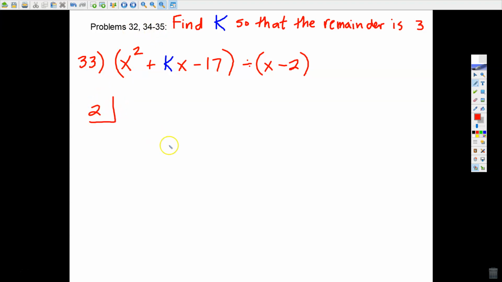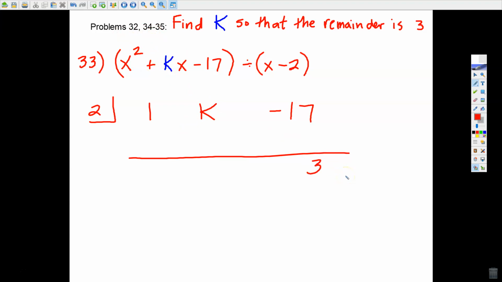So I'm going to put +2 in the house. I'm going to put 1, obviously, and for now I'm just calling this K because I don't really know what that number is. It's my job to find out what it is. What I do know is, according to the instructions, the remainder should be 3. And that's going to be true for all these problems in this set. You know the remainder is 3.